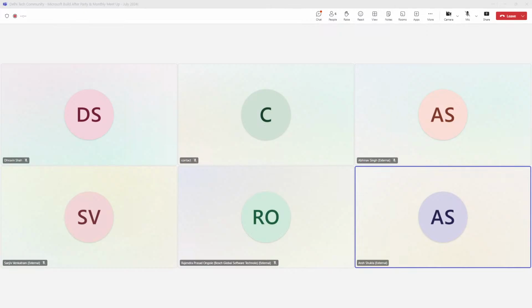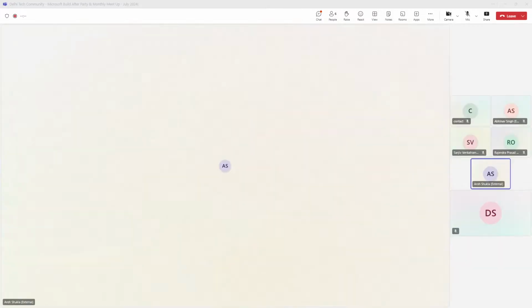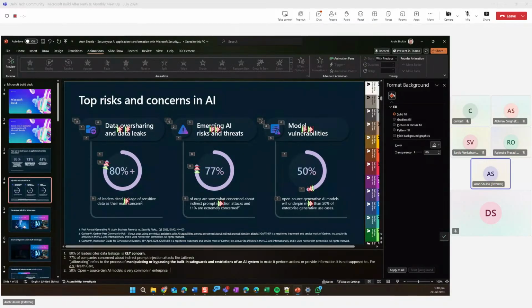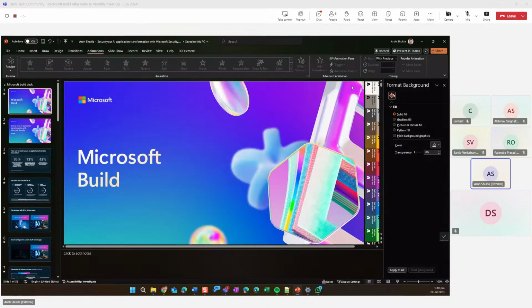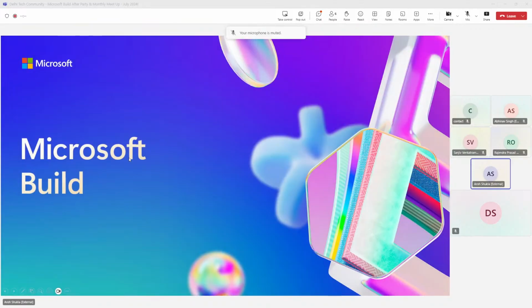I'm going to put my timer on so that I don't overshoot. This is my slide deck, which I got from Build, and I made some changes to make it more relevant for us. Dhruven, you can see my screen, right? Yes. So guys, it's no rocket science. I just made some changes to this slide deck coming from the Microsoft side so that it's more relevant for this session.